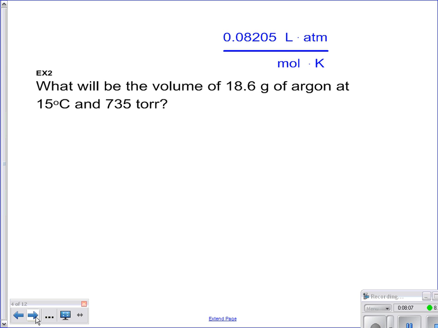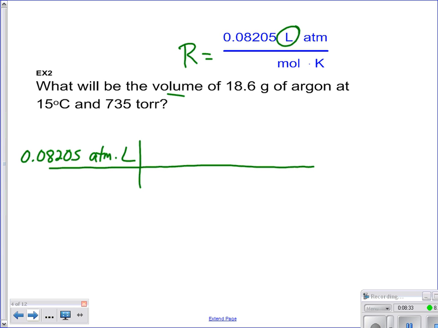So I'm remembering my gas constant. Here it is. And the question is, what's going to be the volume? So obviously, I'm going to be solving for that guy. You look at that and you see, yeah, it's already in the numerator, so that's where I want to keep it. So let's start with 0.08205. I don't know why, I always write my atmospheres first. Doesn't matter. It's just my habit. Atmospheres, liters over mole Kelvin. So we've got all those units there. We just want to play the game where we make them all cancel out except for that guy.